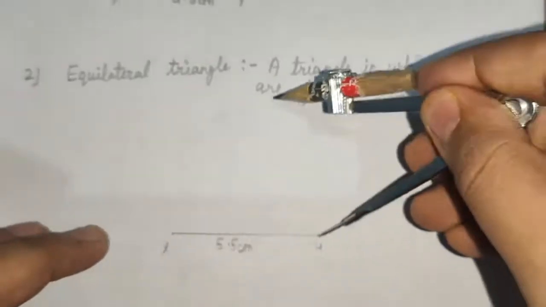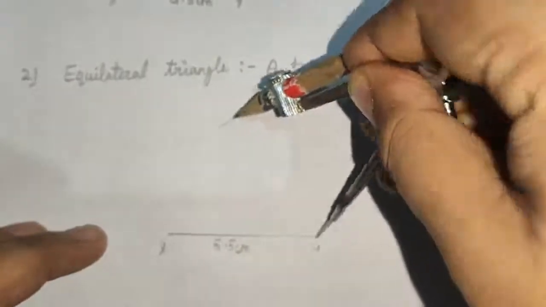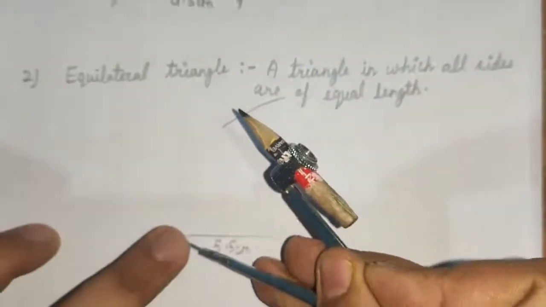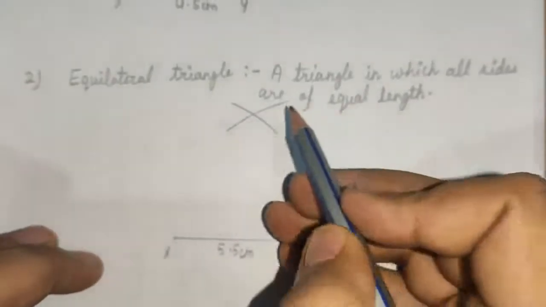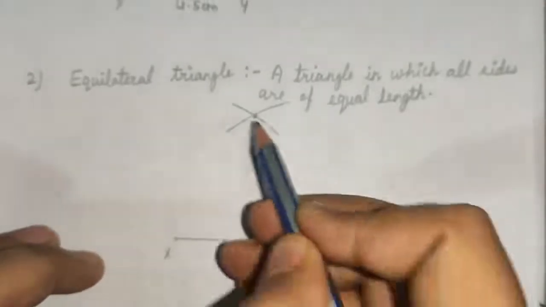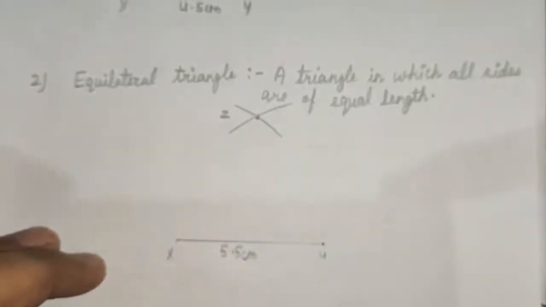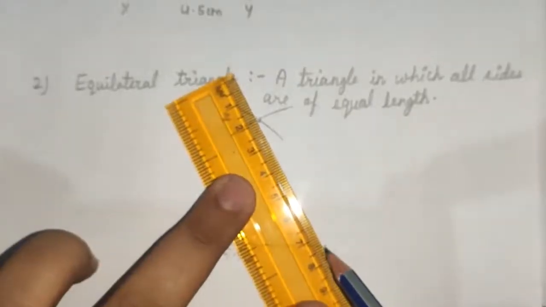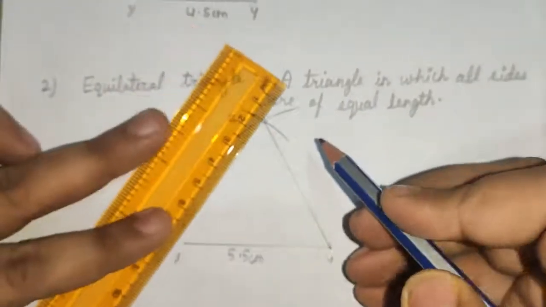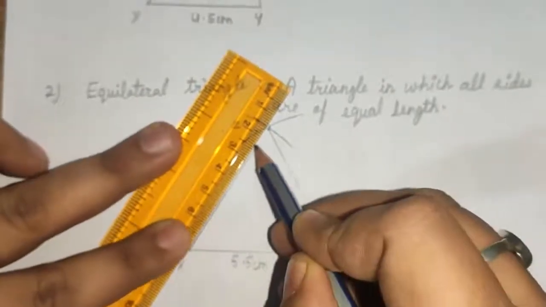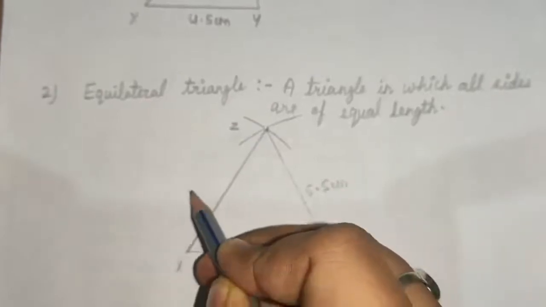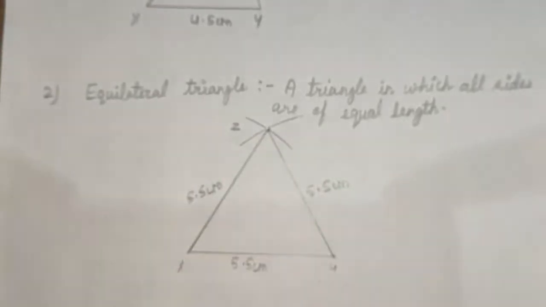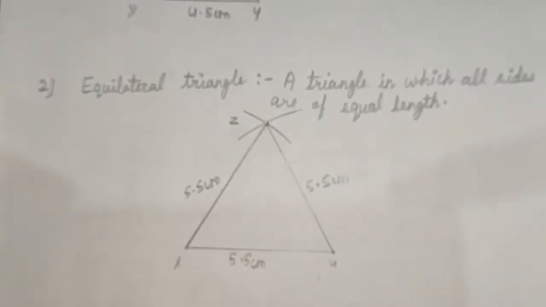Now make one arc from Y and the other arc from X. Now you can see this point is called here Z. Now we will join this X, this Y to Z first, and after that this X to Z. Now here you can see this is also 5.5 centimeter and this is also 5.5 centimeter. Now all the sides are equal and the triangle which is formed is equilateral triangle.